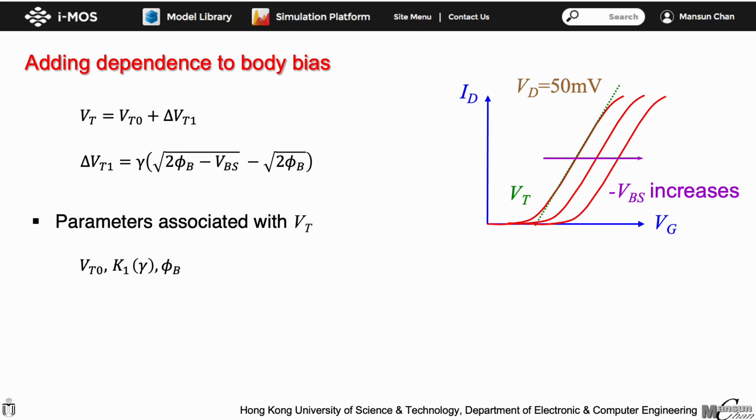In the process, some new parameters are added to give the correct value of Vt. They are listed here. In the BSIM3 model, the body factor gamma is called K1. Phi b is calculated by other parameters, including the substrate doping and channel doping concentration. But to keep things simple, we just count phi b as an independent parameter in this discussion.